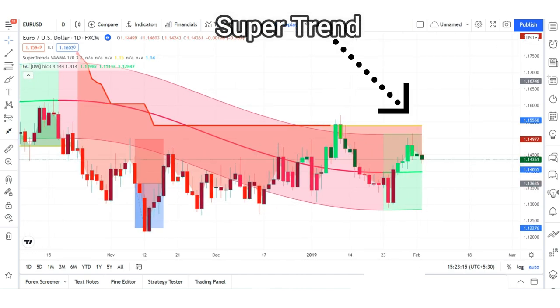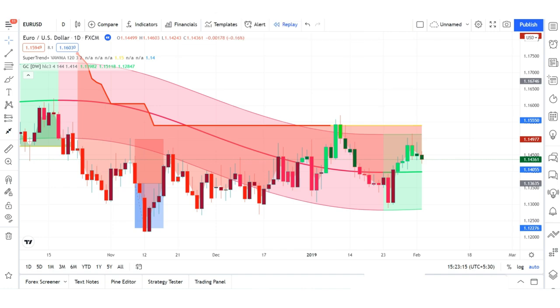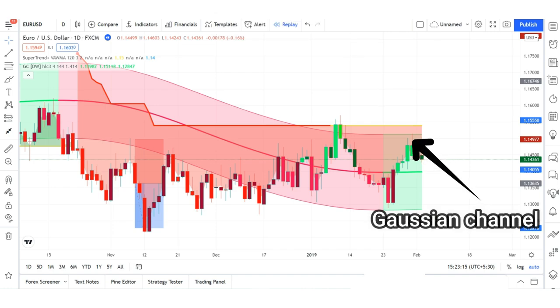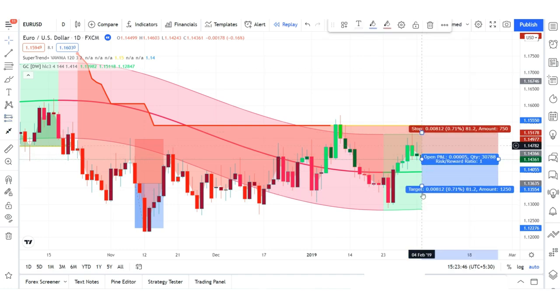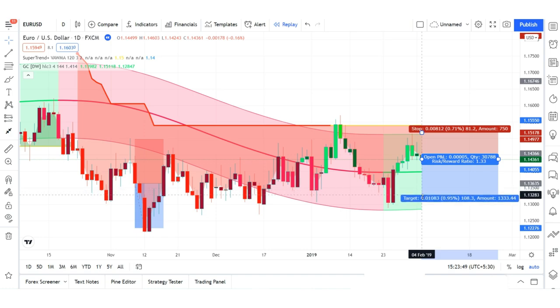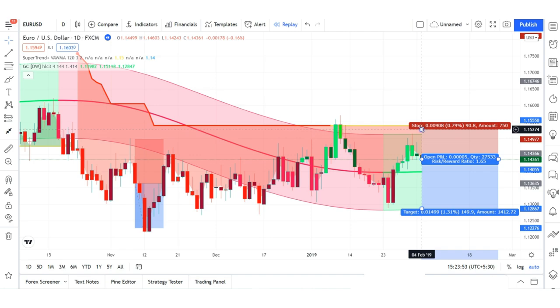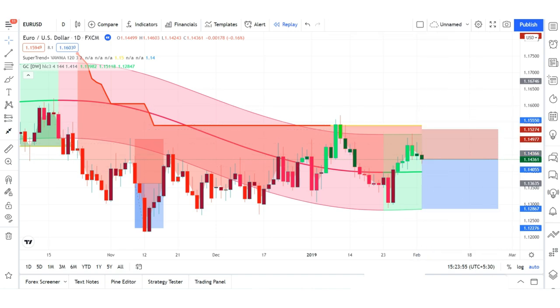The Super Trend changes into a downtrend. The Gaussian channel is red in color and also, the market has given a U-turn by touching the Super Trend indicator, which is a very great signal. So all our conditions are being fulfilled, so we place an order to sell. Our stop loss will be placed at the baseline above, and our risk to reward ratio is 1:2. Let's see what happens to our trade.